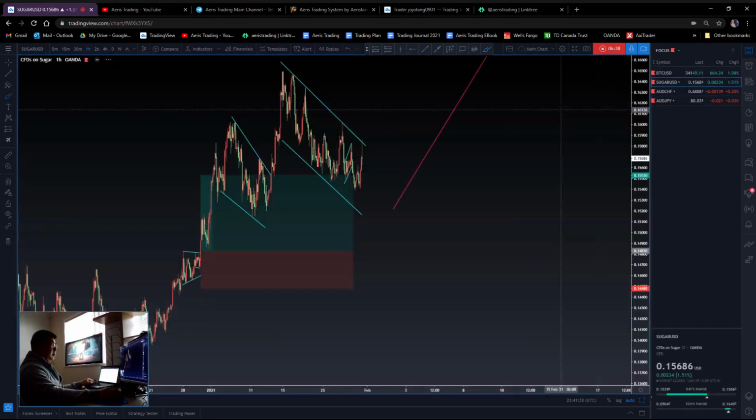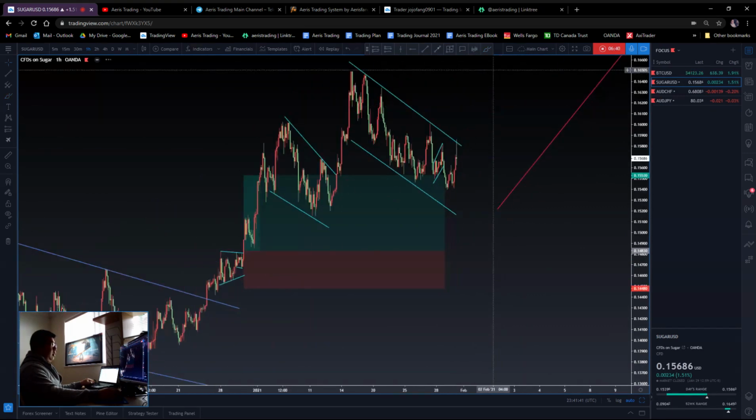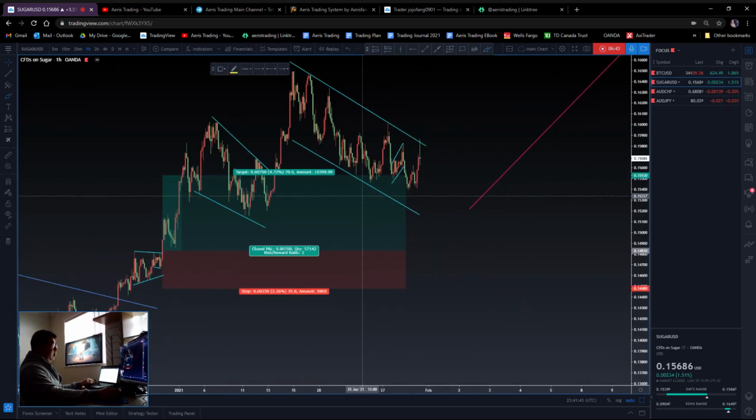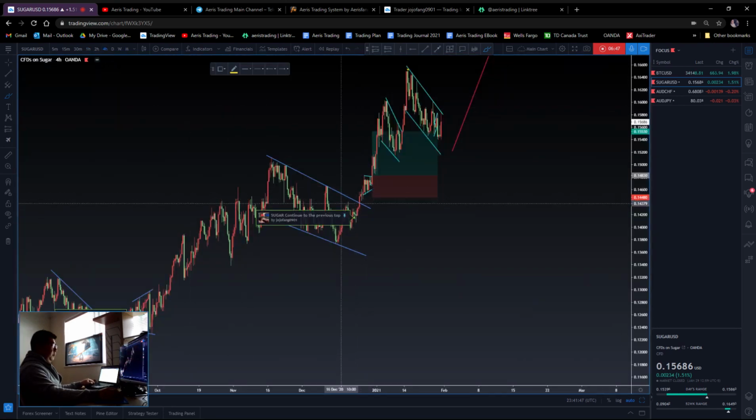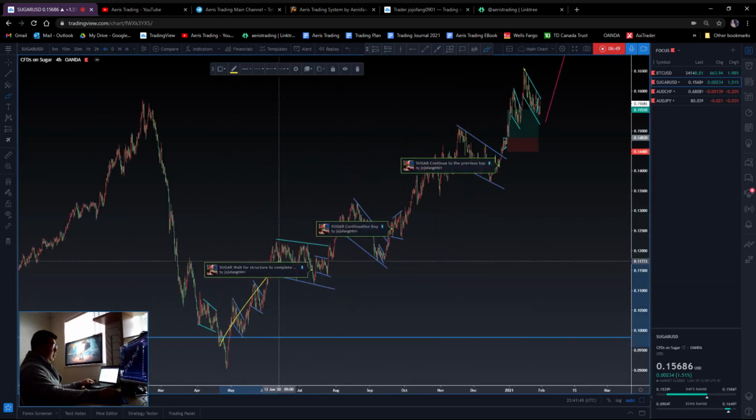So let's look at sugar here. With sugar, I ended up exiting the position for a 2-to-1 profit, and I'll go over my explanation on this. We know that we've been climbing up since the bottom here. We've been moving up very aggressively, followed by a correction. So this is all good for the price.